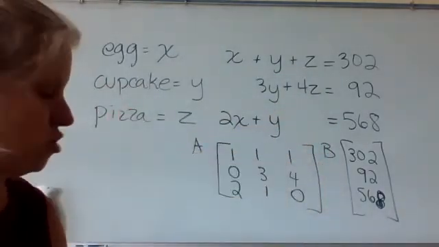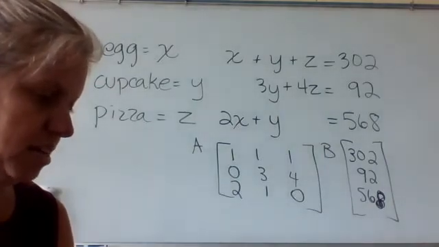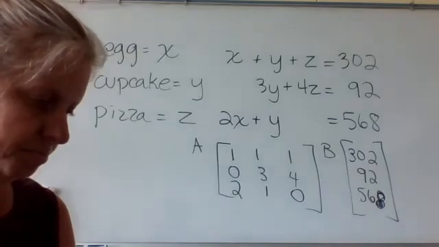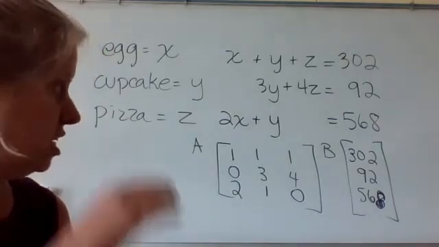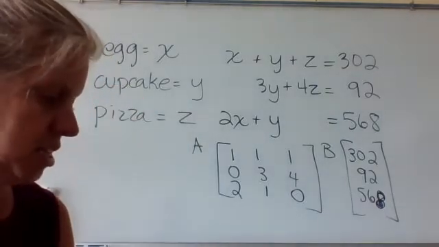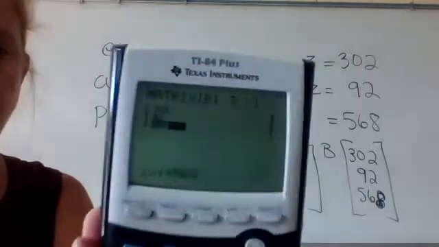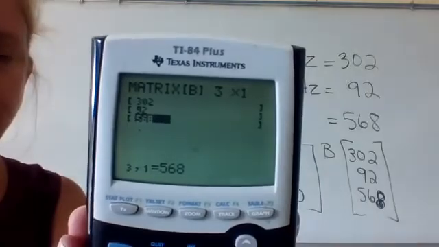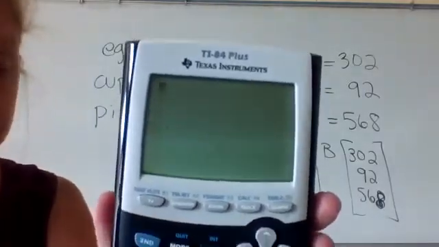Enter your B matrix, which is 302. Oops. First of all, tell it 3 by 1, which it probably already was. You just needed to hit enter, enter. 302, 92, and 568. So there's your answer matrix. Now quit. So second quit to get out.